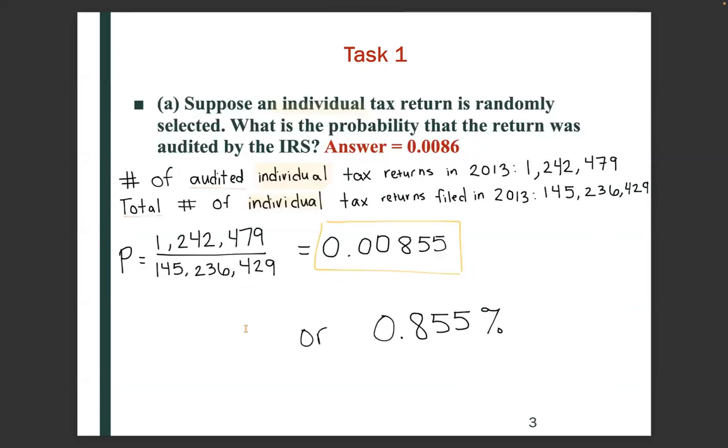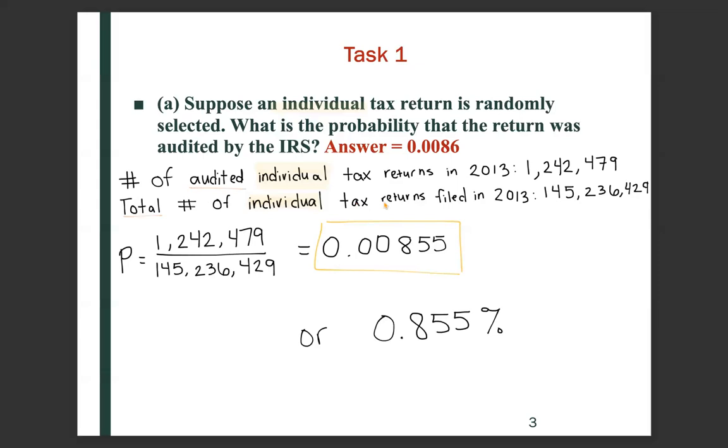Task 1A. Suppose an individual tax return is randomly selected. What is the probability that the return was audited by the IRS? Okay, so here we're interested in individual tax returns. So the information that we will need will be the number of audited individual tax returns in 2013 and the total number of individual tax returns filed in 2013. And to find that probability, we're going to take the number of the audited individual tax returns divided by the total number of individual tax returns filed in 2013.